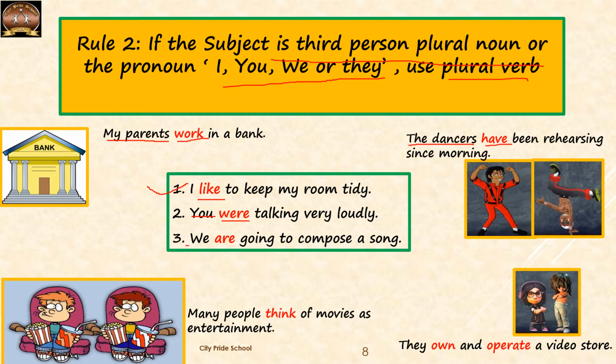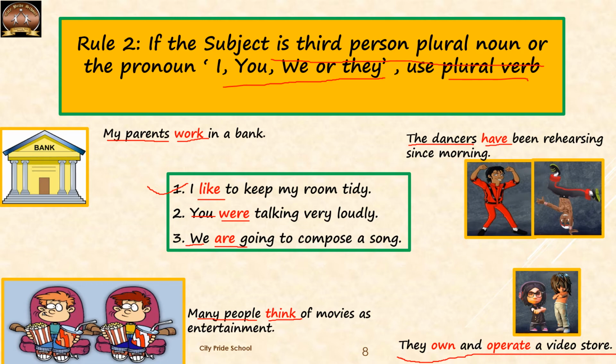We, again a plural subject, will take a plural verb. We are going to compose a song. Many people is a plural subject, so it will be followed by a plural verb, think, which is the root form of the verb. Then, they own and operate a video store.